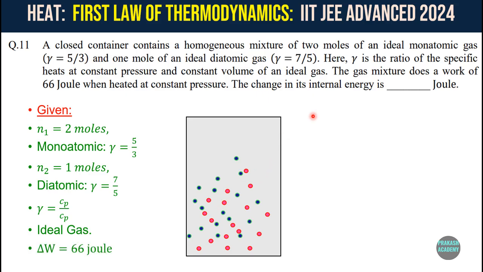In the question it is given that the gas mixture does a work of 66 joule when heated at constant pressure. Then we have to find the change in internal energy, that is delta U. So what is the value of delta U? Let us try to solve this problem.